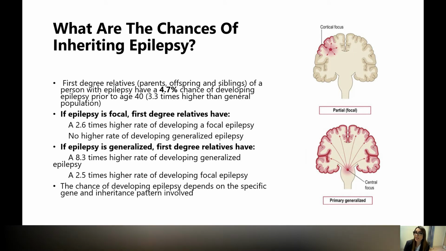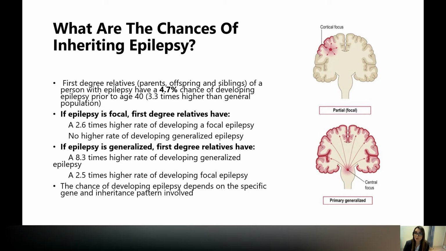So if epilepsy can be inherited in some cases, what are the chances of actually inheriting epilepsy? First-degree relatives of a person with epilepsy, and by first degree I mean parents or children or siblings, are going to have a 4.7% chance of developing epilepsy prior to the age of 40, which is 3.3 times higher than the general population. And that actually depends on the type of epilepsy we're talking about.